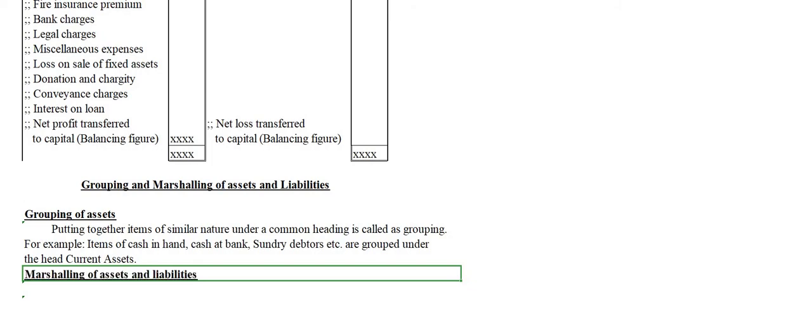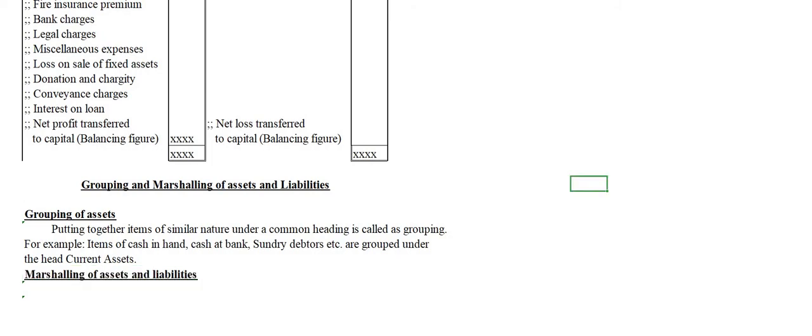So the next heading is marshalling of assets and liabilities. Marshalling of assets and liabilities means arrangement of liabilities or assets in a certain order. For example, we can prepare the balance sheet in two different ways, that is, marshalling on the basis of liquidity and on the basis of permanence.